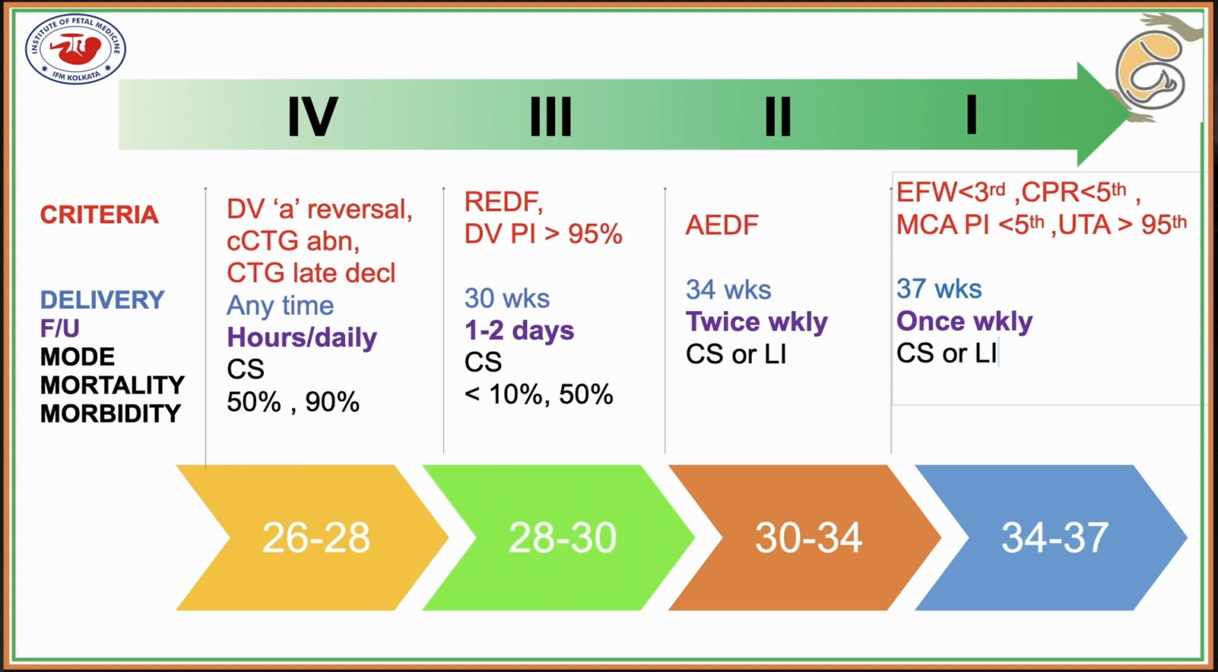See, you have to balance your morbidity and mortality. Now, absent end diastolic flow means 50% of the placenta is damaged and the baby is severely hypoxemic. Prolonging this will cause morbidity, so I need to deliver.